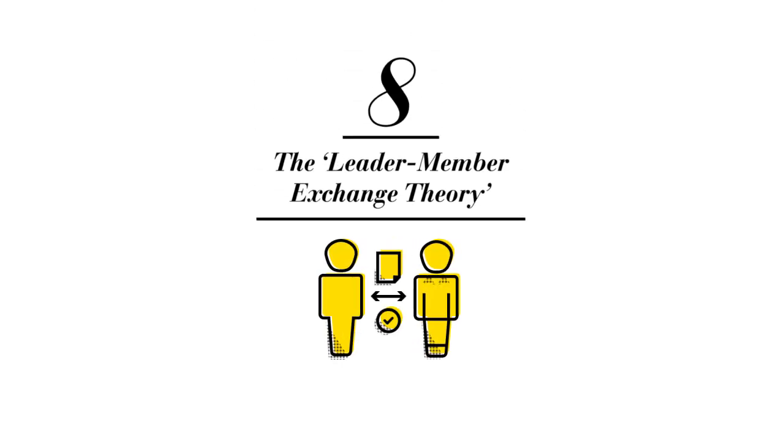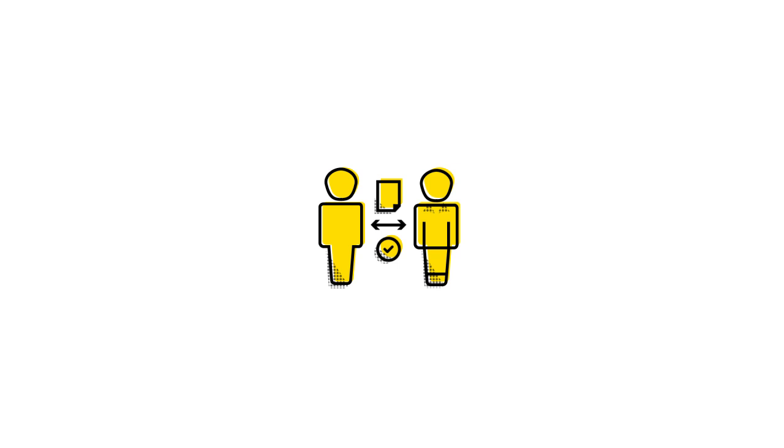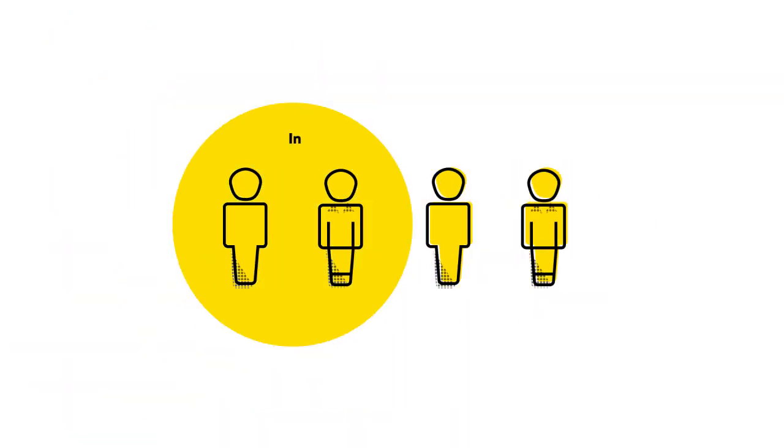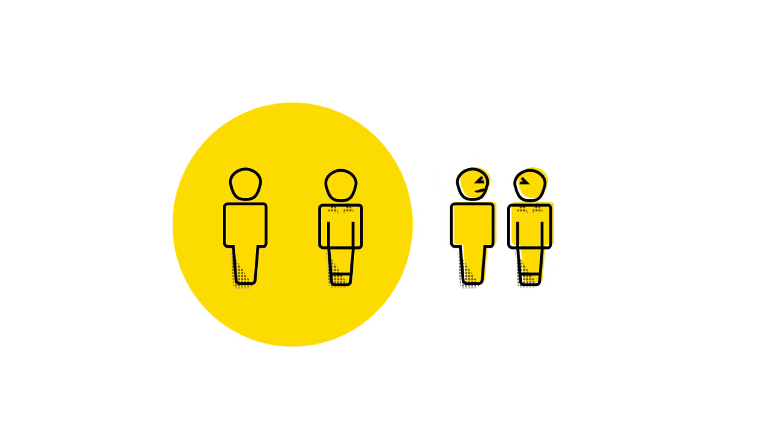Leader-member exchange theory is similar to transactional because it suggests that leadership is about a fair exchange between the leader and the follower. However, this incidentally creates 2 groups, an in-group and an out-group, which can, in turn, affect performance.